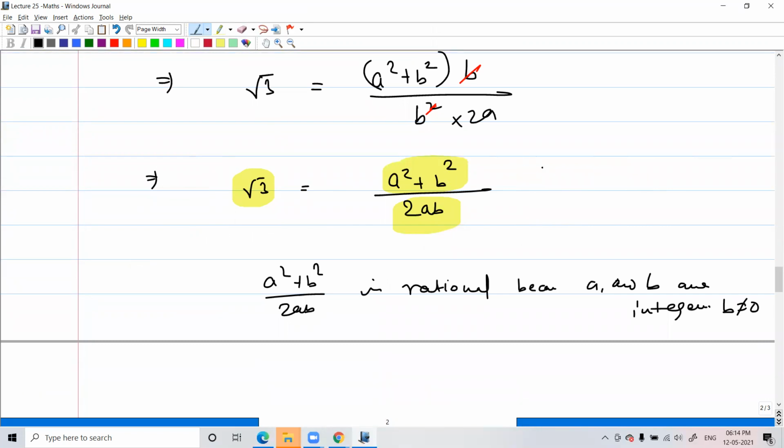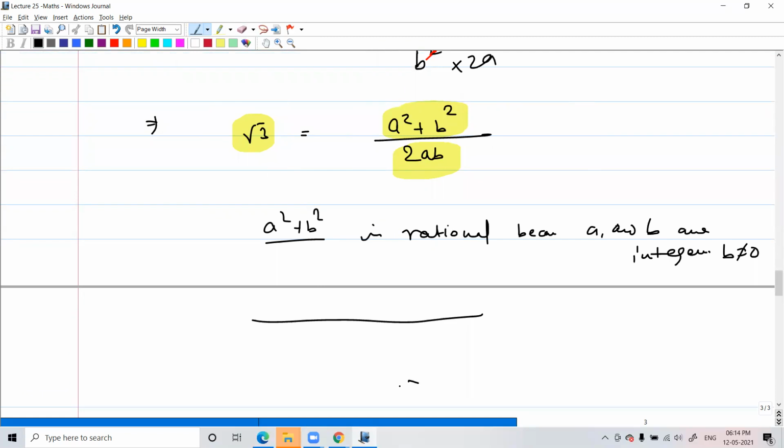So this is just the point where we are arriving at a contradiction. It could be any mathematical contradiction. Here it is an irrational number becoming equal to a rational number, which is not possible. So that's what you write in words: (a square plus b square) by 2ab is rational, whereas root 3 is irrational. Or in your own words, we can write: LHS is irrational, whereas RHS is rational. This contradiction arises due to the incorrect assumption. Hence, root 2 plus root 3 is irrational.